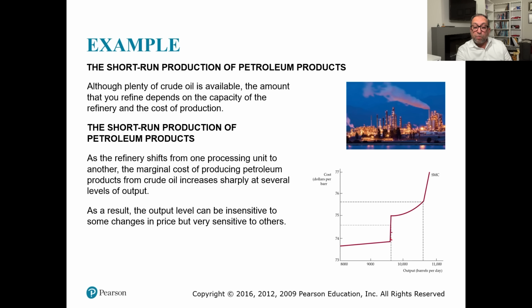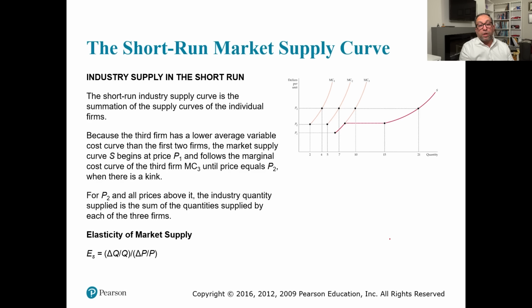So this step in the short-run supply curve is saying that you are starting a new plant, and this new plant increases the cost. So the short-run marginal cost curve shows a sharp increase. Now, industry supply in the short run.